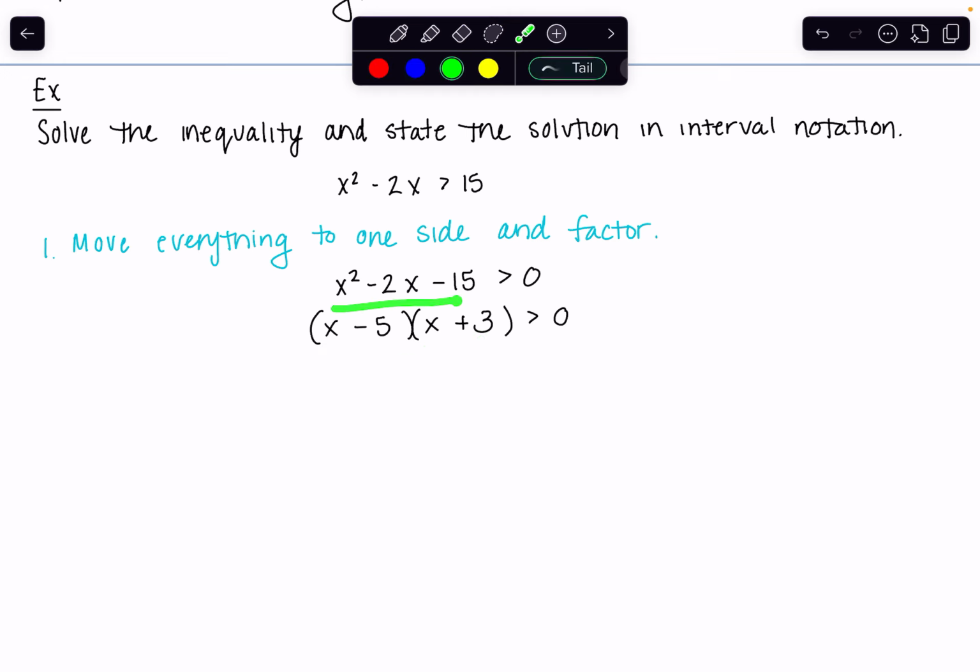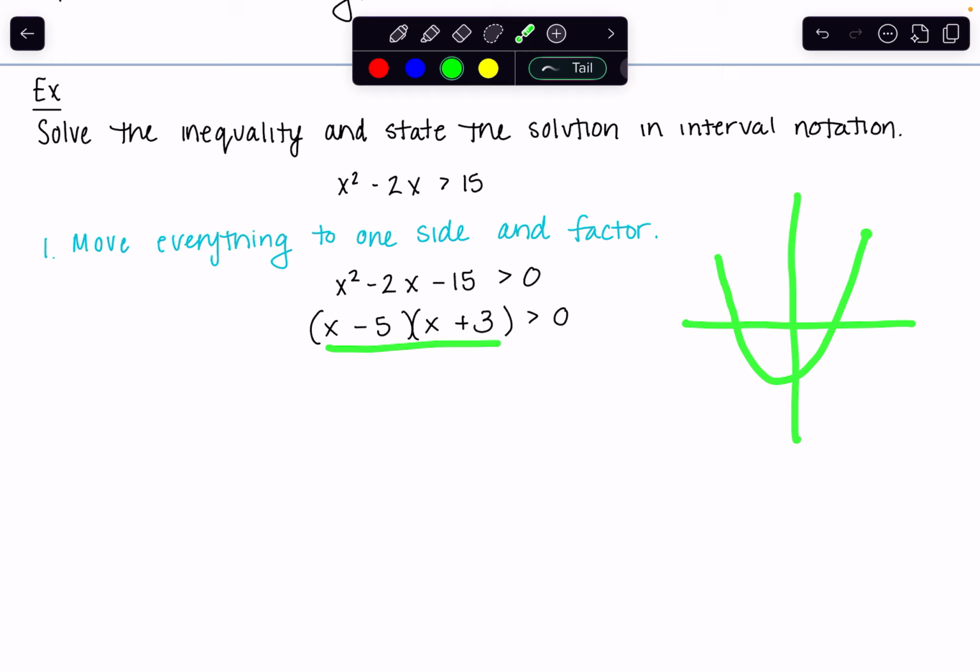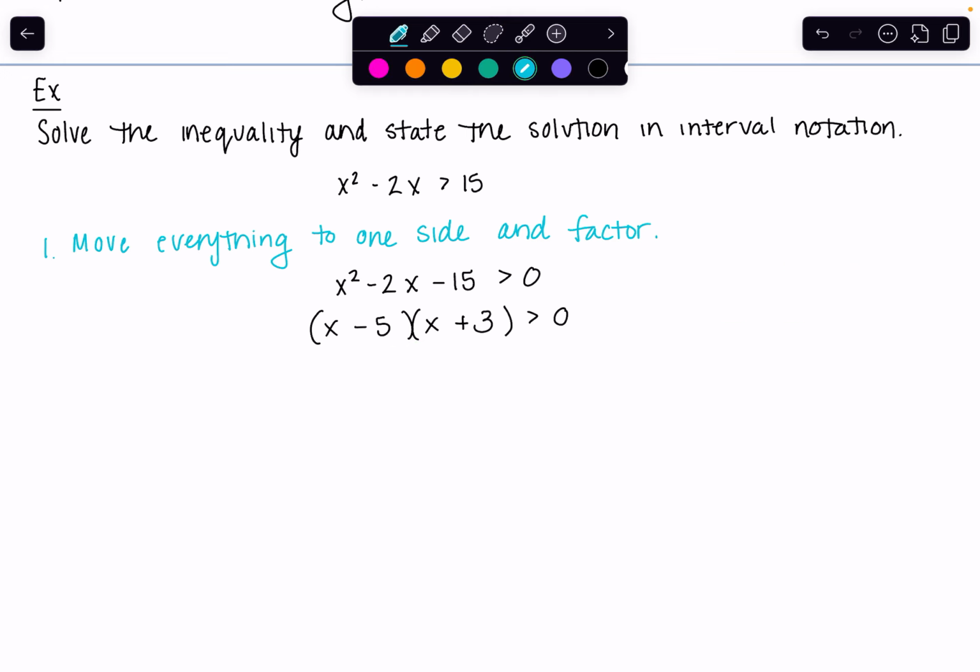So if I were to graph this, this would be a quadratic. I could find the zeros for it, which is exactly what I'm going to do. I'm going to find the values that make this equal to 0, because that is where that quadratic can change signs and go from positive to negative. So our second step is we're going to find values that make the inequality equal 0.